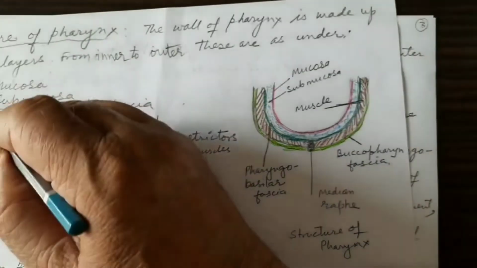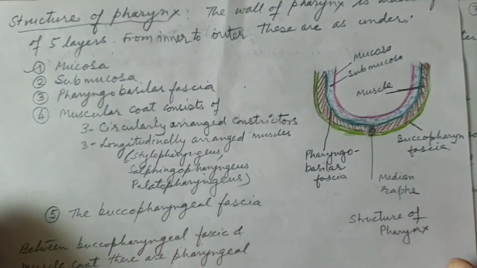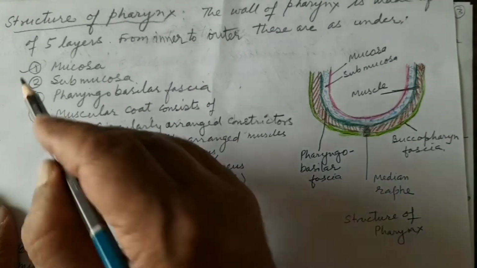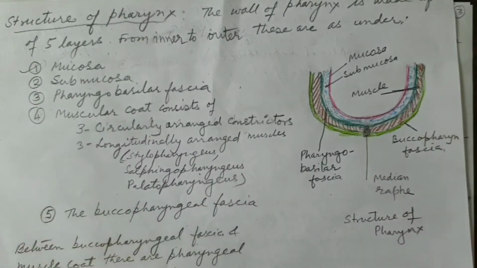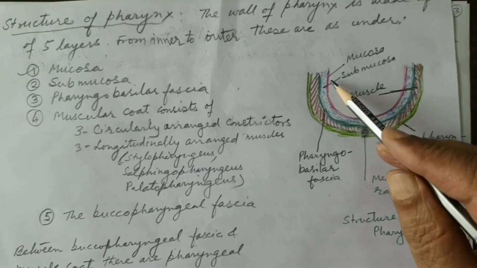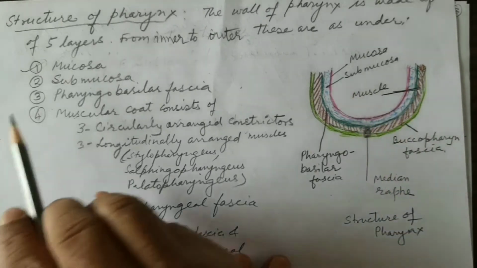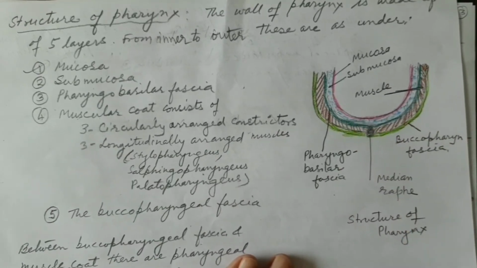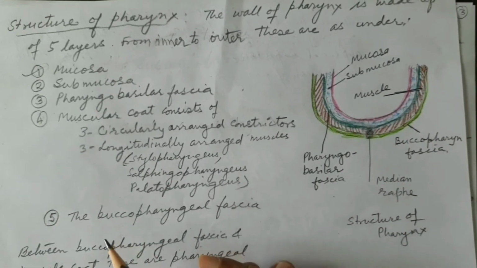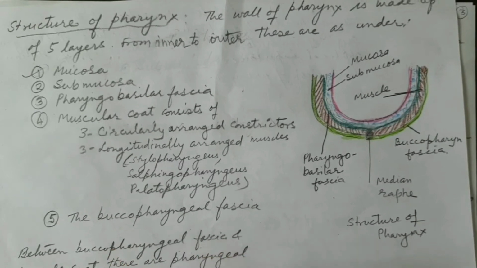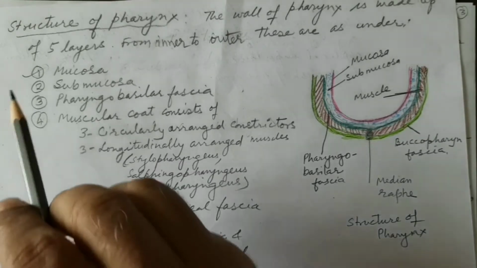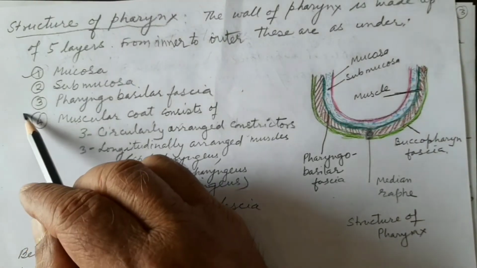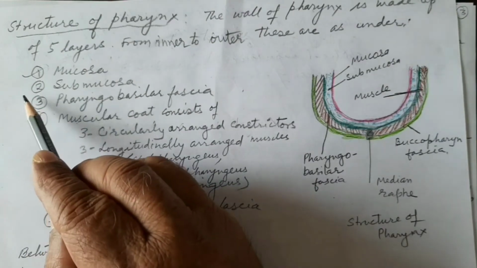The first layer is the mucosa, that is, mucous membrane lined by stratified squamous non-keratinized epithelium. This thick mucous membrane lines the whole of the pharynx, right from the base of the skull up to the 6th cervical vertebra, where it becomes the esophagus.